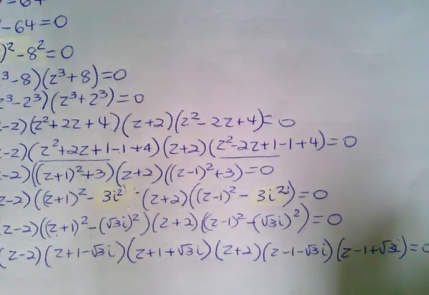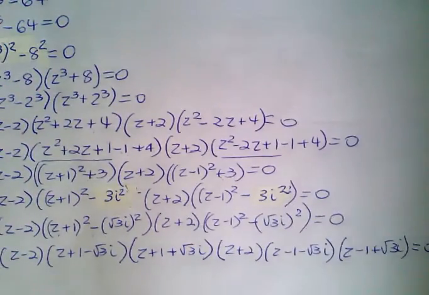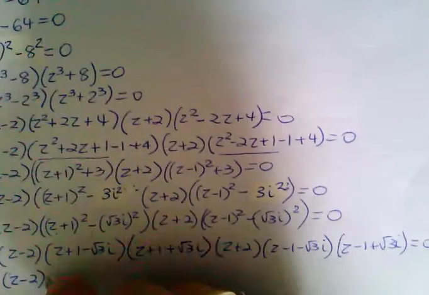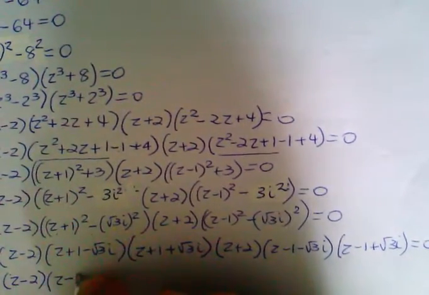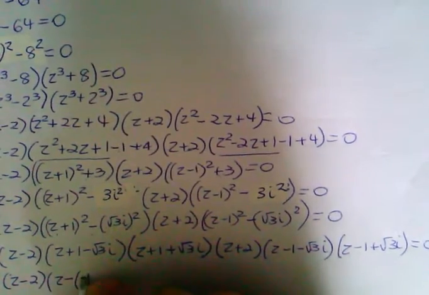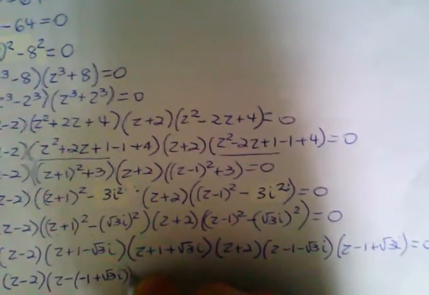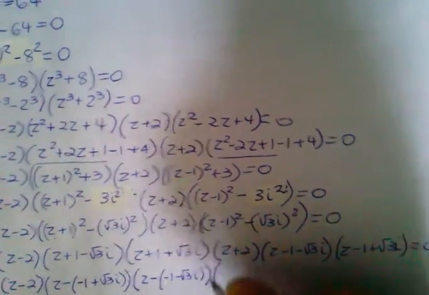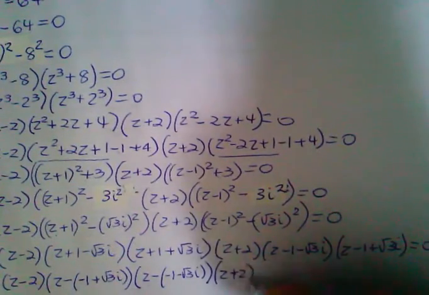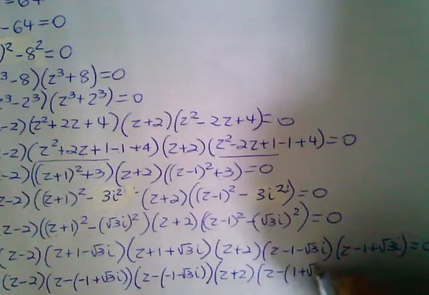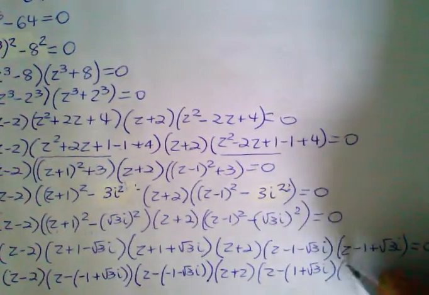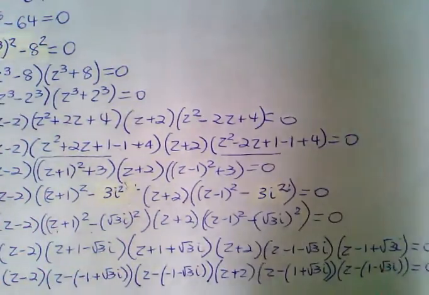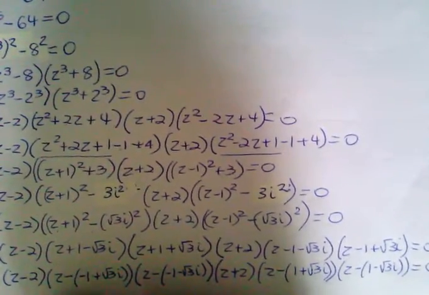So now to find the values of z, for which z to the power of 6 equals 64, I have to write it as roots. So writing this now in z minus format, I've got z minus 2, z minus, this would be negative 1 plus root 3i, z minus negative 1 minus root 3i. Then I've got z plus 2, z minus 1 plus root 3i, and z minus 1 minus root 3i equals 0.